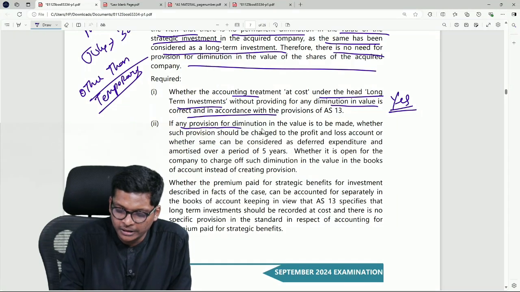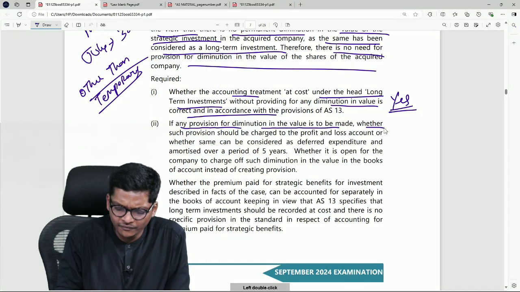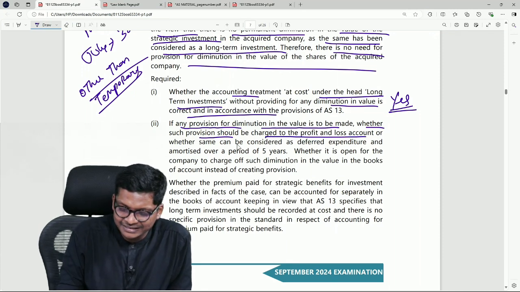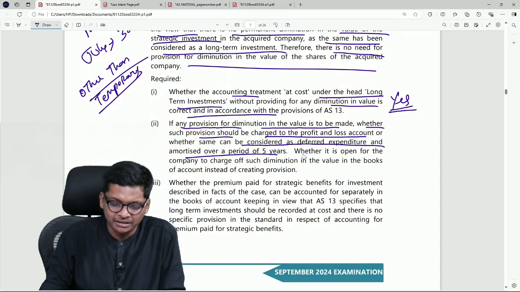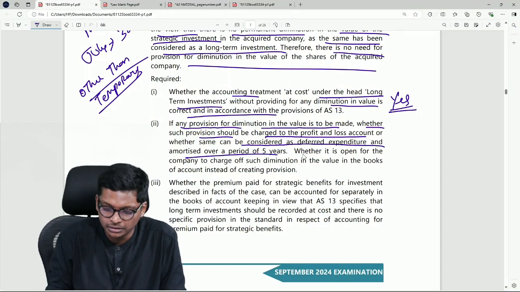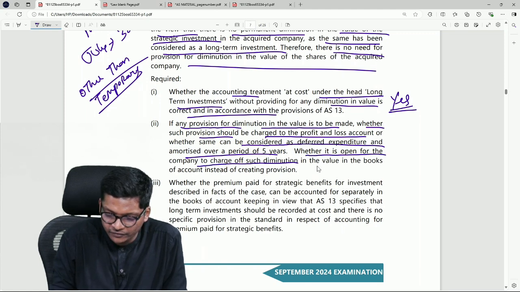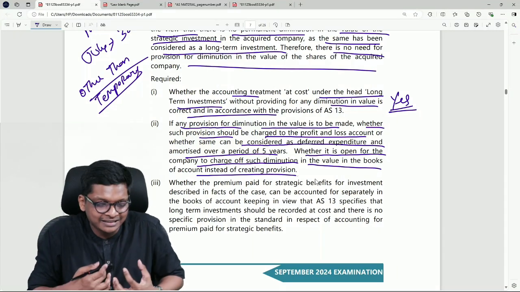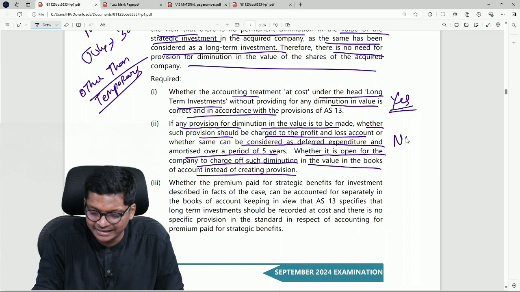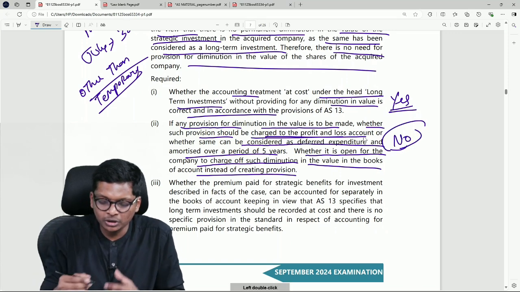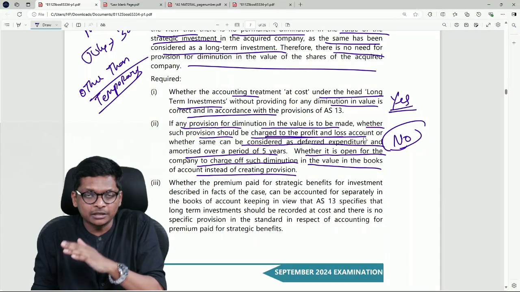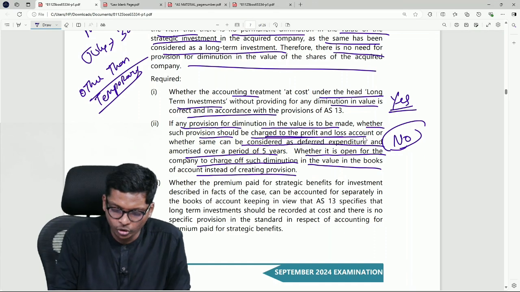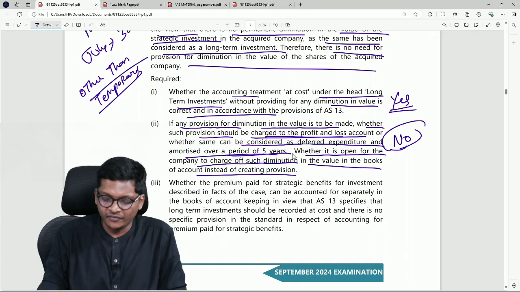If any provision for diminution in the value is to be made, whether such provision should be charged to the P&L account or whether the same can be considered as deferred expenditure and amortized over 5 years. Whether it is open for the company to charge off diminution in the value of books instead of creating a provision. We don't have a concept like writing off the loss over 5 years in AS 13. Answer is no. You also can't charge it to the P&L, you will hit it to the reserves. Such fall will straight away go to reserves, guys. Therefore, you cannot amortize over 5 years also.